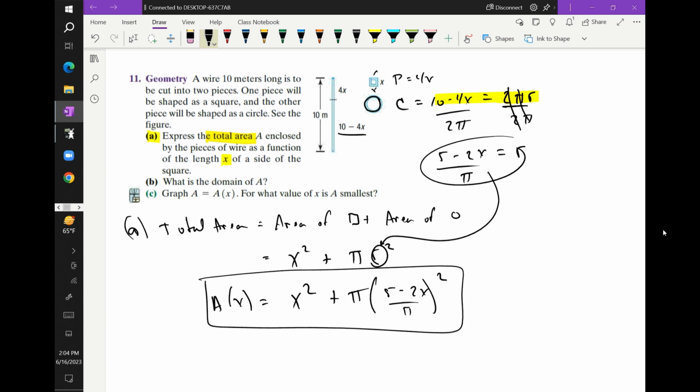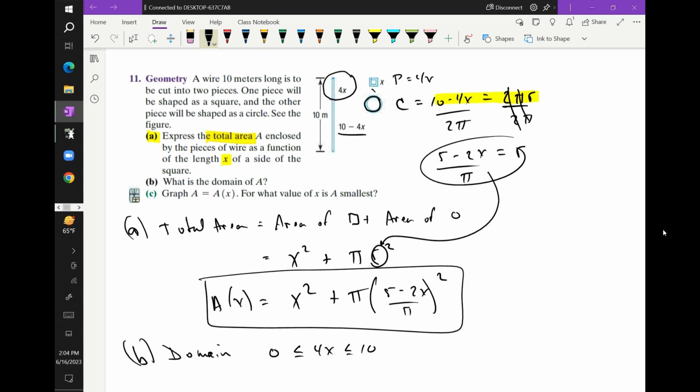Then letter B, what is the domain of A? What is the domain of our area? Okay. So our domain, where our input is x. Now, when we take a look back at our original up here, x here was the side of the square. And in terms of our wire, the maximum length of the wire was 10. And so what we have as far as our 4x here has to be somewhere between 0 and 10.